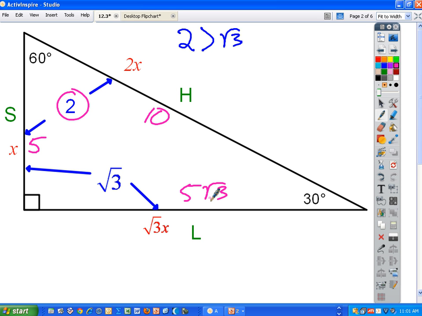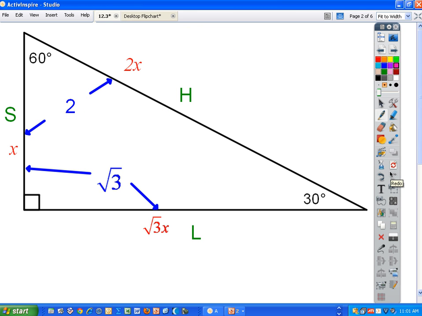So that's pretty simple. What's a little tougher is if we start with one of the legs other than the short leg. Let's say, for example, that we're going to start with the hypotenuse. Okay, what if I know that the hypotenuse has a length of 14, and I want to find the lengths of the 2 legs? Okay, you may have a suggestion about what I would do first. Yeah, divide by 2. Good.